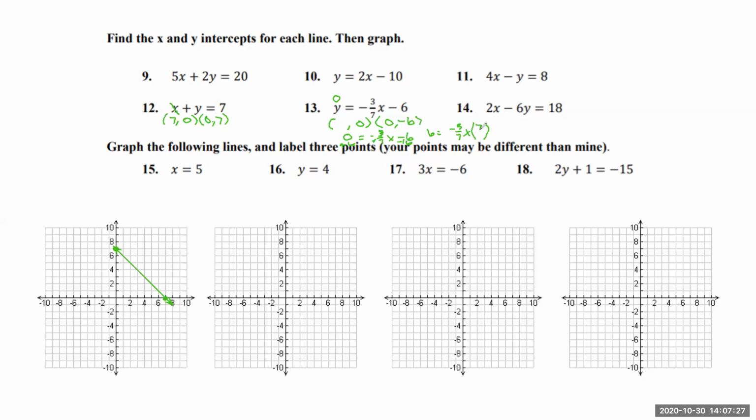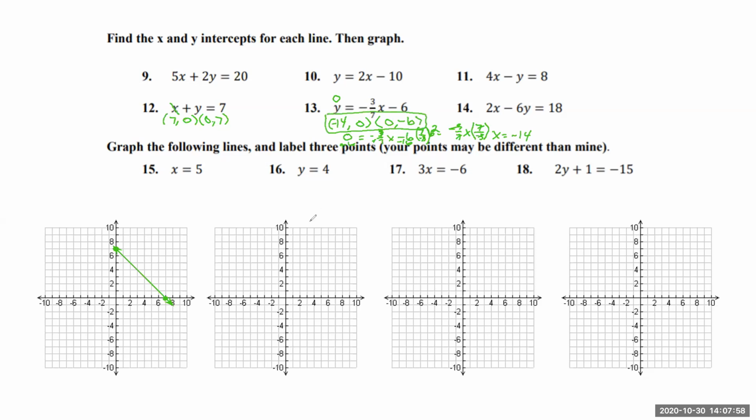So I'm going to multiply it by 7/-3. That's going to get rid of those. And then we're going to multiply that 6 by 7/-3. Okay, so when we're doing this, the 6 divided by 3 is just going to be 2 up top. So we're going to have that x is -14. Okay, so we have -14, 0, and 0, -6.